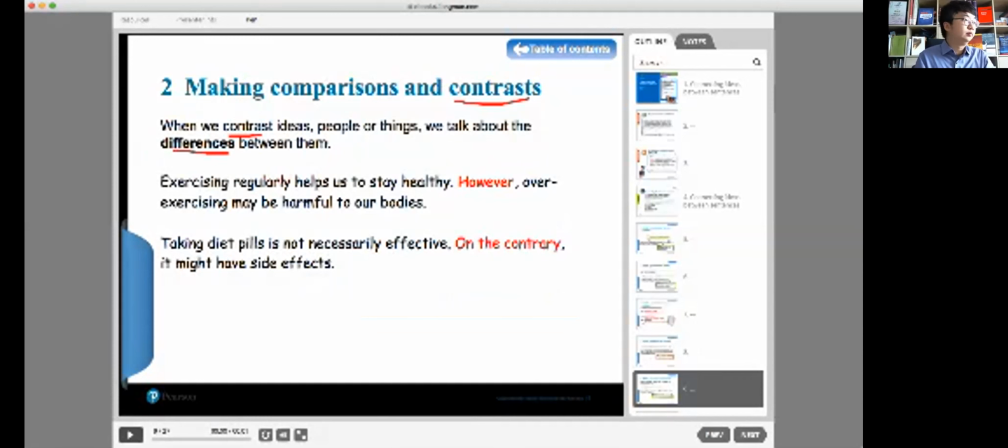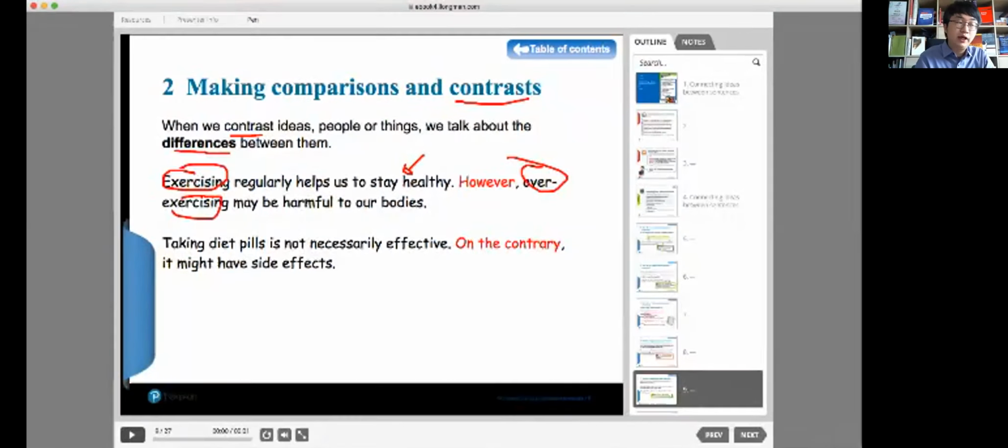Look at these examples. The first one: exercising regularly helps us to stay healthy. Full stop. So this is the first sentence. But, however, something different: over-exercising may be harmful to our bodies. You can see that in the first part, we are talking about exercising, but in the second part, we are talking about something different, over-exercising, too much. So we are using a connective, however, here, to talk about the difference, not the similarities.